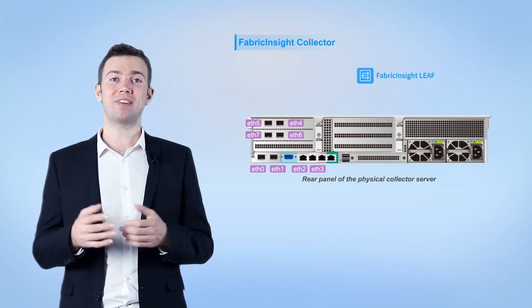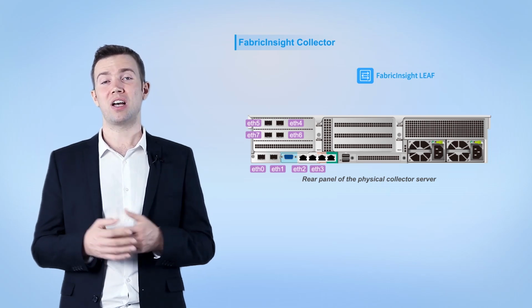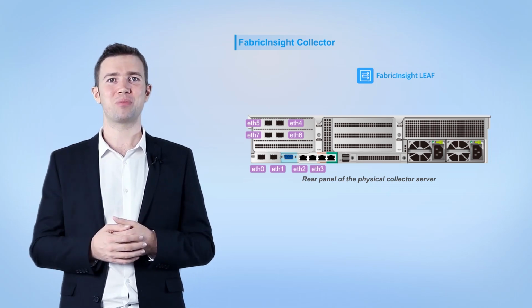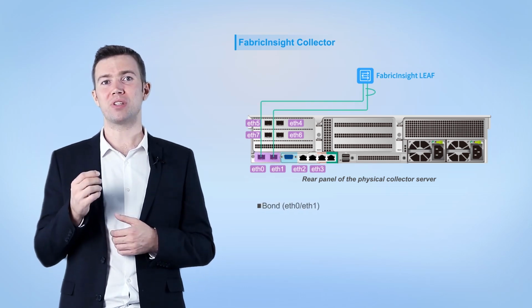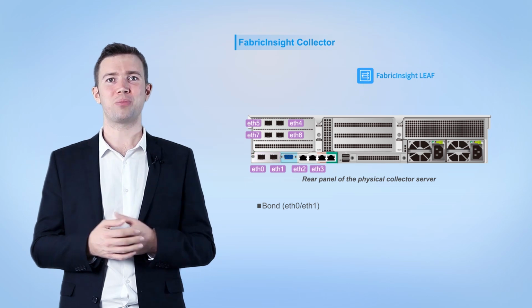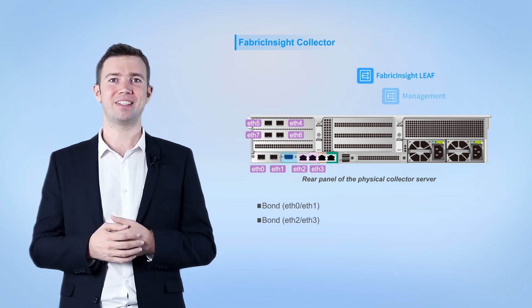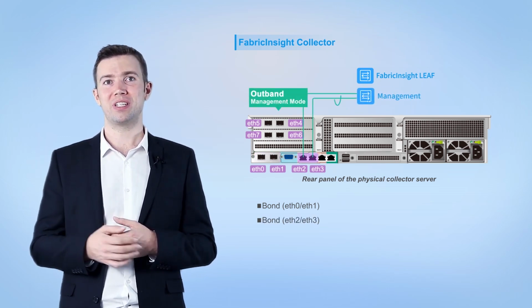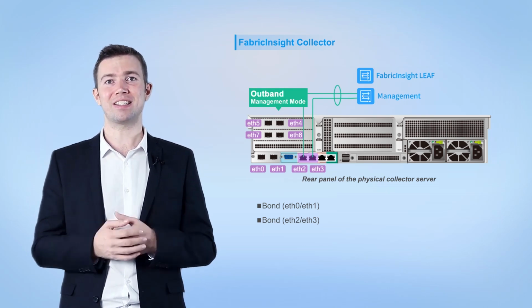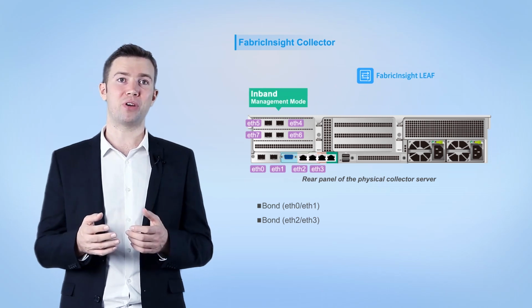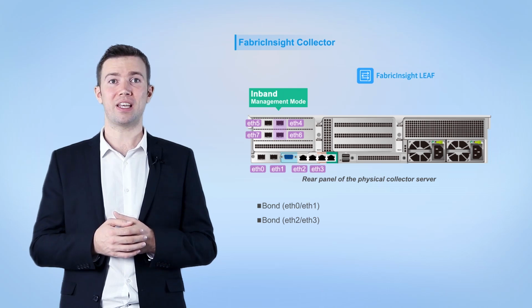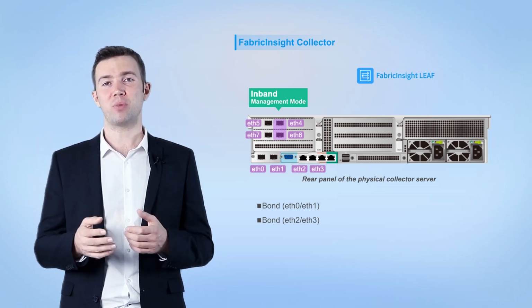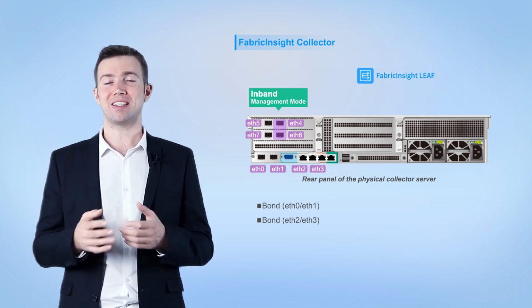The bond and active-active mode of the collector network ports are described as follows. Bond, Ethernet 0, Ethernet 1. This bond is used to report data to the analyzer. Bond, Ethernet 2, Ethernet 3. In outbound management mode, this bond connects to the management switch to manage network devices in the data center. In inbound management mode, this bond is not configured and 2 network ports, Ethernet 4, Ethernet 6, work in active-active mode to manage network devices in the data center.